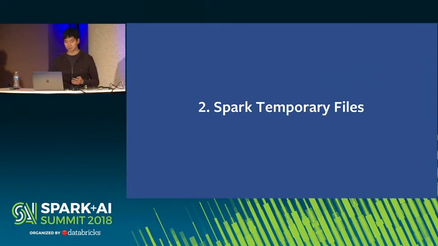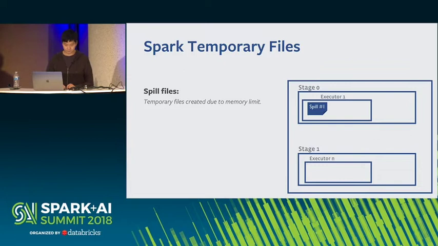So again, this is some background information on how Spark uses temporary files. The first kind of temporary file I want to discuss is spill files. Spill files get created when you're running a task on an executor, and then your executor runs out of memory. Then you essentially spill that data in memory onto disk as a file. And this could happen many times during the execution of a task.